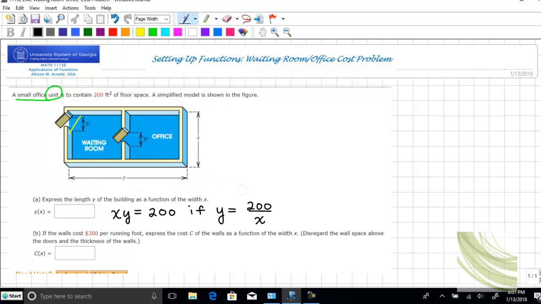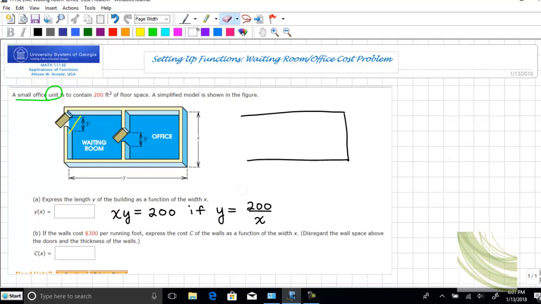Now, the additional part of the problem is that the walls cost $300 per running foot. It says express the cost C of the walls as a function of x, disregard the wall space above the doors and the thickness of the walls. So we'll ignore the thickness. Flatten it out two-dimensionally. And then we'll also disregard the space where you have a doorway.